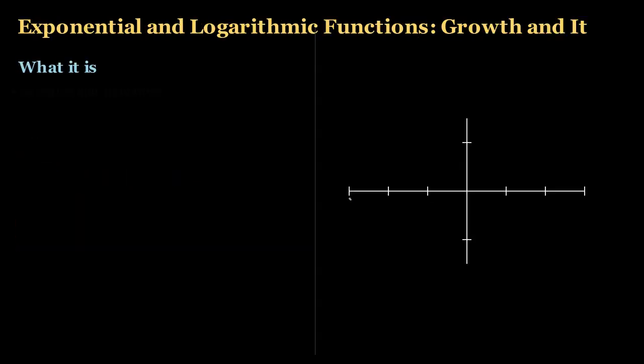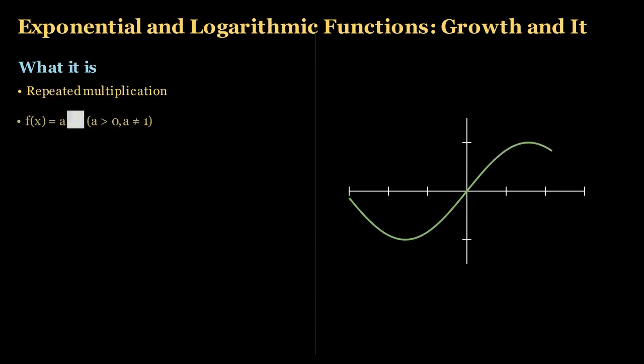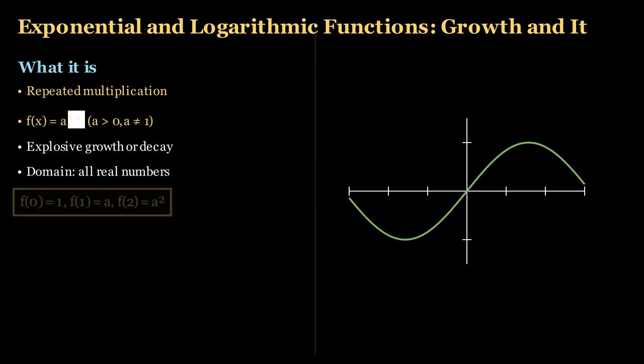Imagine you have a magic bank account that doubles your money every year. You start with 1 rupee. After 1 year, you have 2 rupees. After 2 years, 4 rupees. After 3 years, 8 rupees. This is repeated multiplication, multiplying by 2 again and again. An exponential function captures this idea.